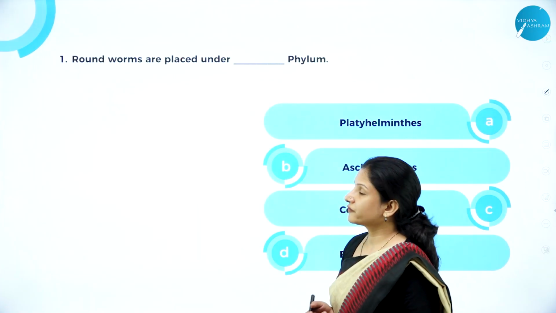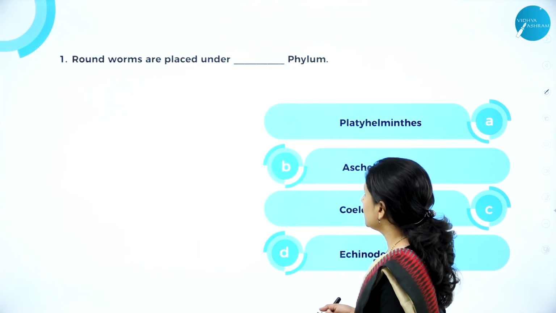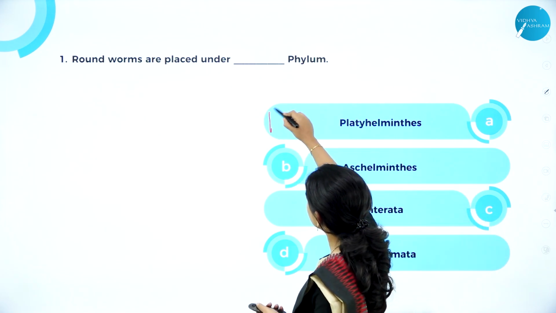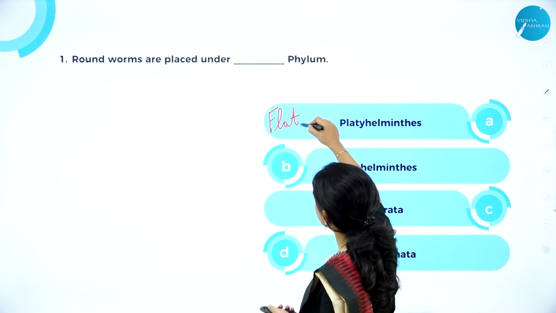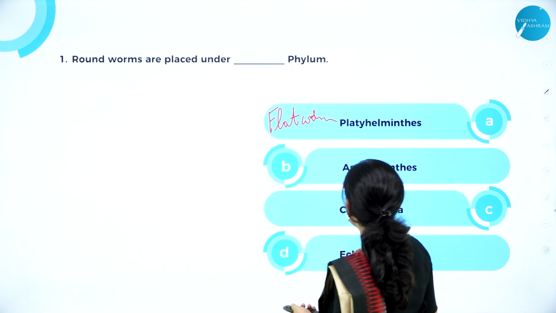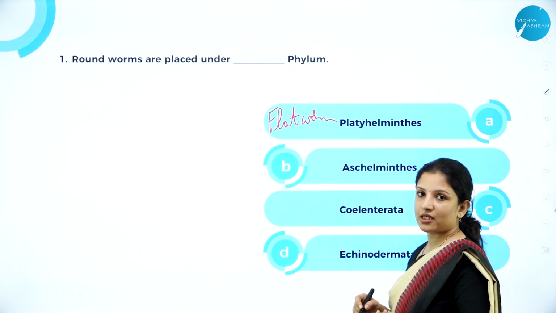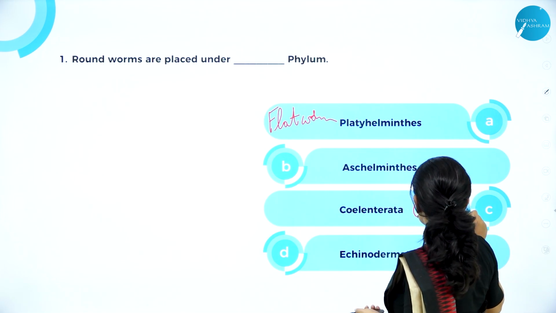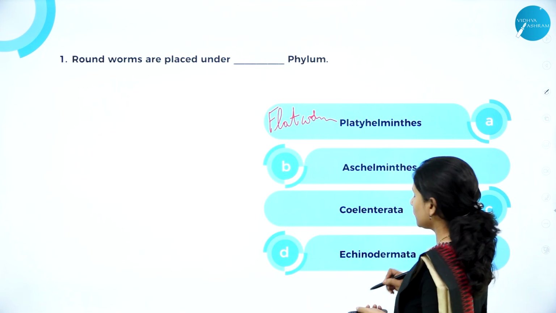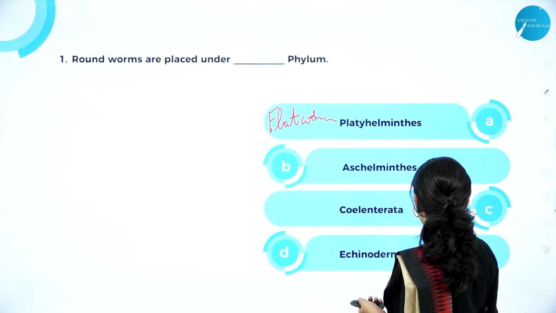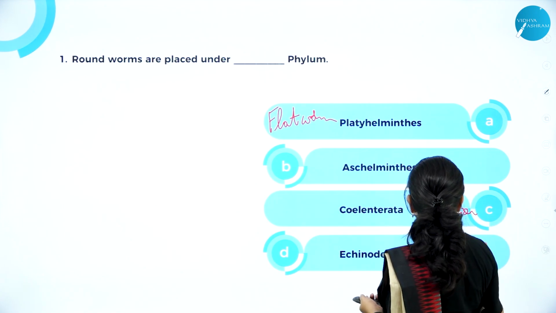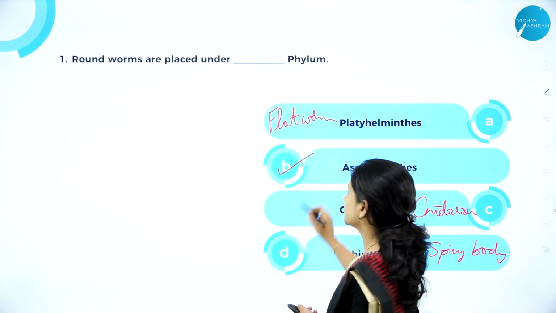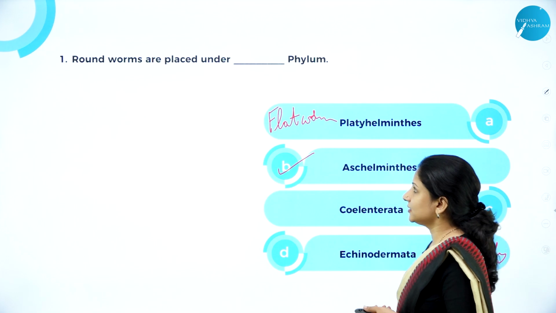So let's look into some of the MCQs. Roundworms are placed under dash phylum. Is it Platyhelminthes? No, because platyhelminths are flatworms. Is it Coelenterata? No, Coelenterata is nothing but cnidarians. Is it Echinodermata? No, they are organisms with a spiny body. Therefore, roundworms are nothing but Aschelminths, so they are placed under phylum Aschelminthes.